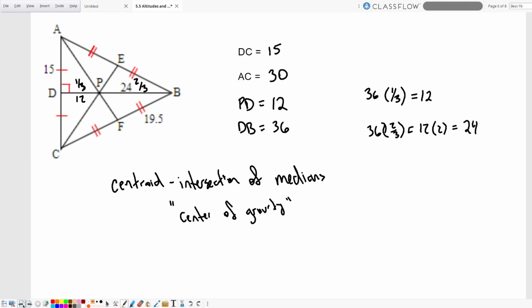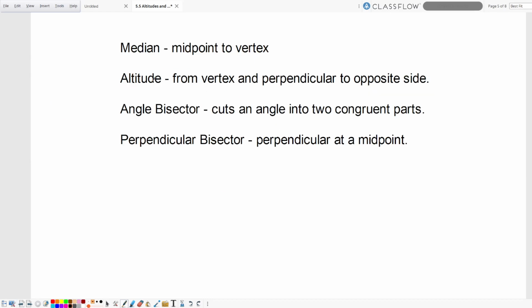And that really covers most of what you're going to have in this. Most of this section is actually just about identifying what is a median, what is an altitude, what is an angle bisector, and what is a perpendicular bisector.